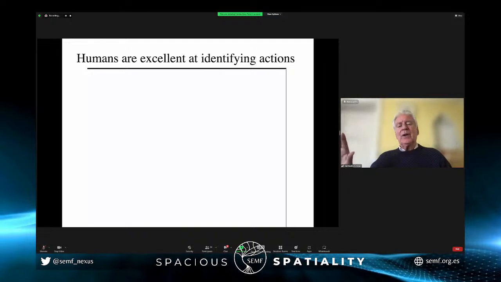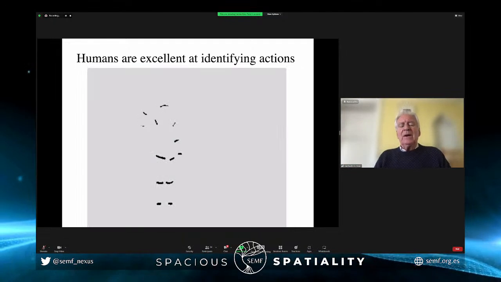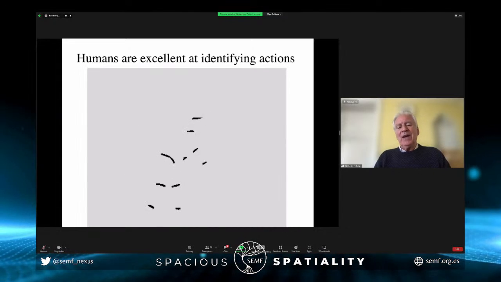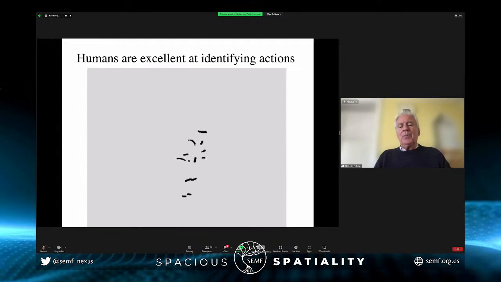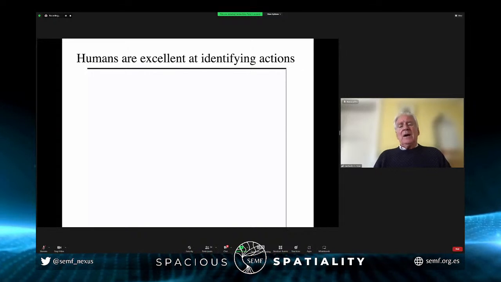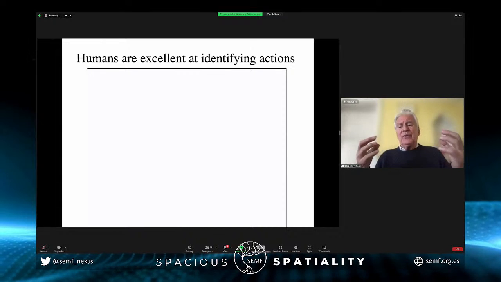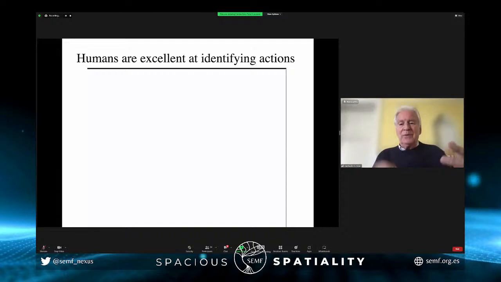You don't see the color. You don't see the size. You don't see the weight. The only thing you see here are the relations between the body parts and how they dynamically change. And you can immediately identify what kind of actions they are. Even here, the ball is not present, but you see that it's a basket throw. So our brains are extremely efficient in extracting this information from these movements.